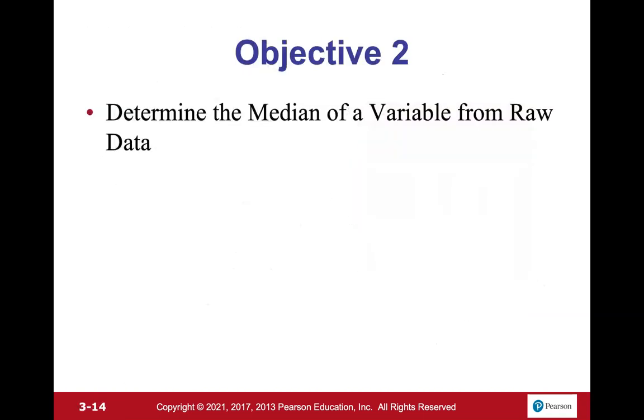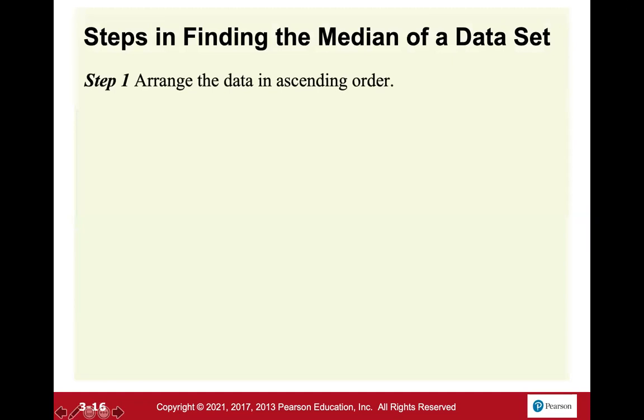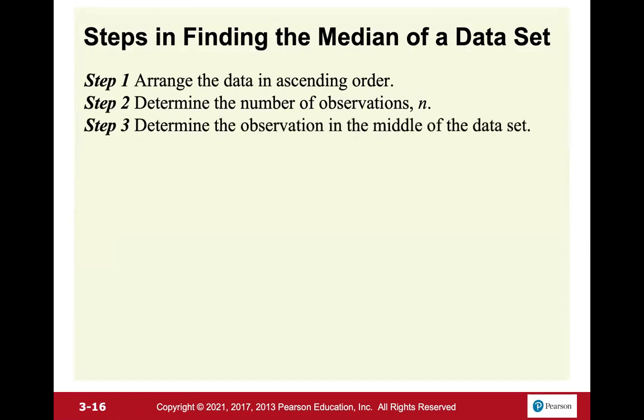All right, so determine the mean of the variable from raw data. Or median, not mean, so median. The median of a variable is the value that lies in the middle of the data set when arranged in ascending order. We use capital M to represent the median. So, steps in finding the median of a data set. Step 1, arrange the data in ascending order. Step 2, determine the number of observations n.